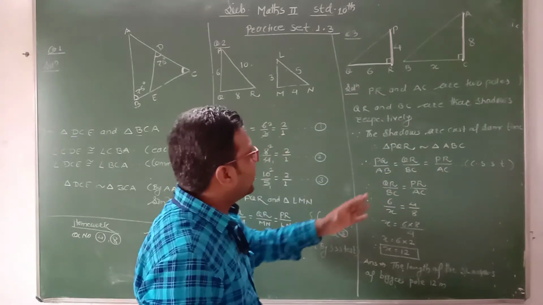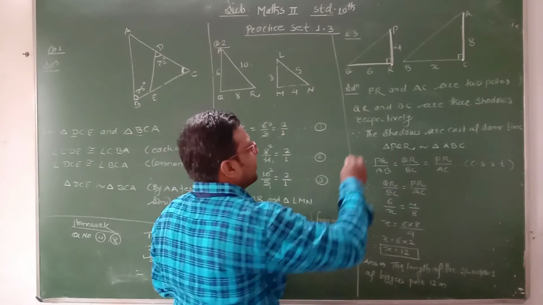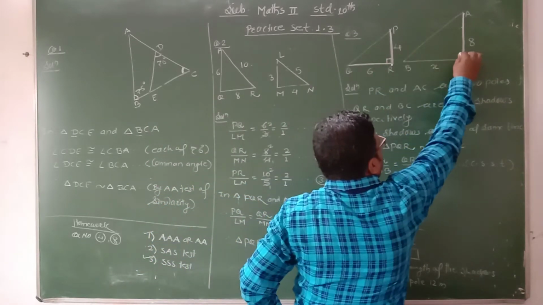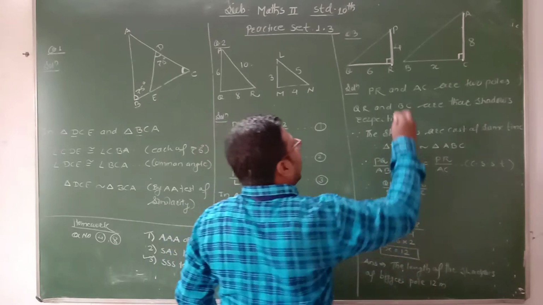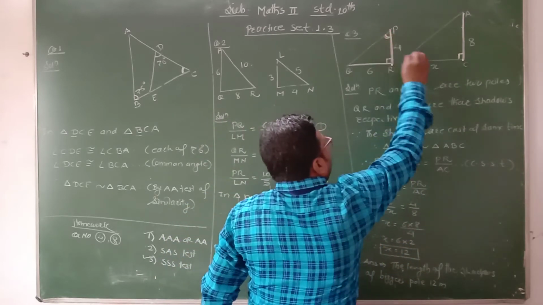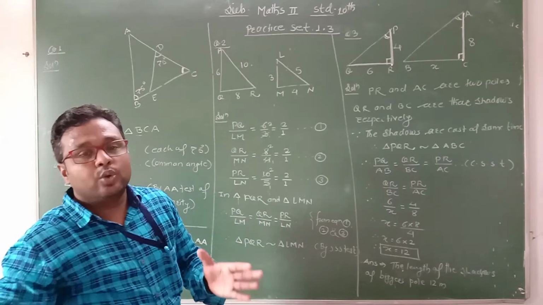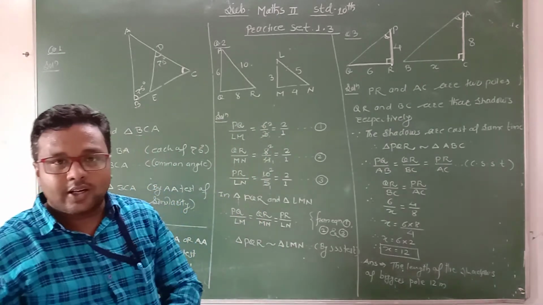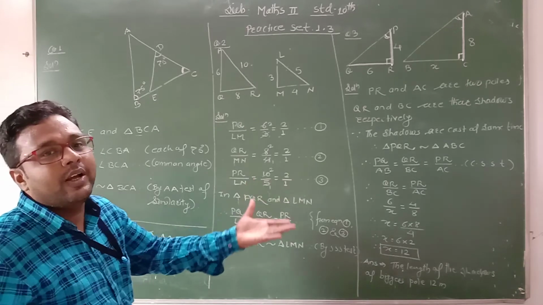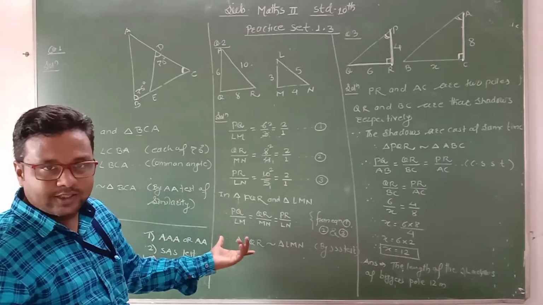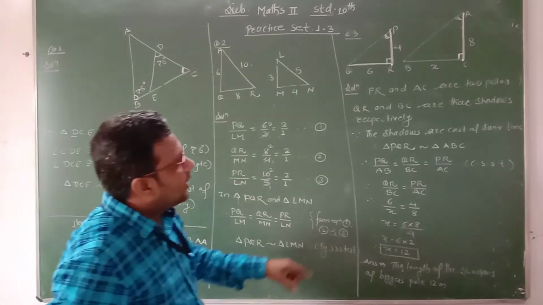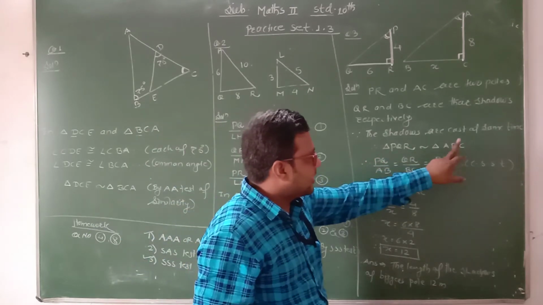Clear? Or you can also prove these two triangles are similar. See, each is 90 degrees, perpendicular, and the shadows are cast at the same time. Therefore these two angles are equal. In these two triangles, two pairs of corresponding angles are congruent. Therefore these two triangles are similar by the angle test. In this way also you can prove it. Therefore here we write the two triangles are similar.